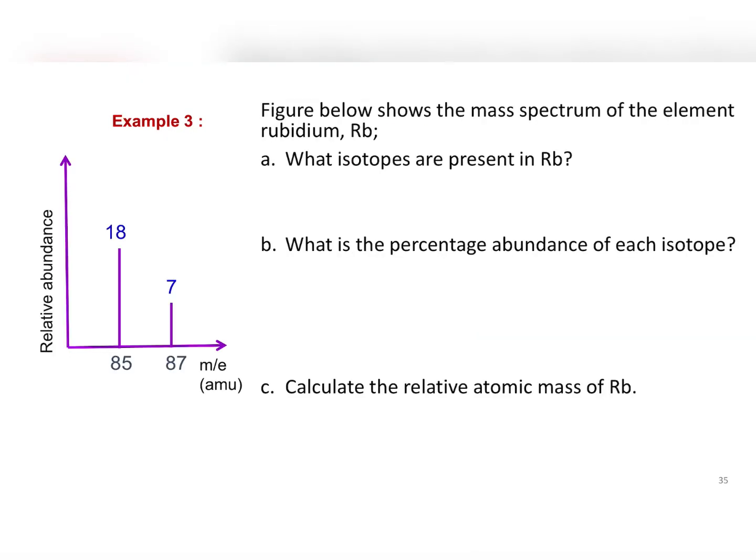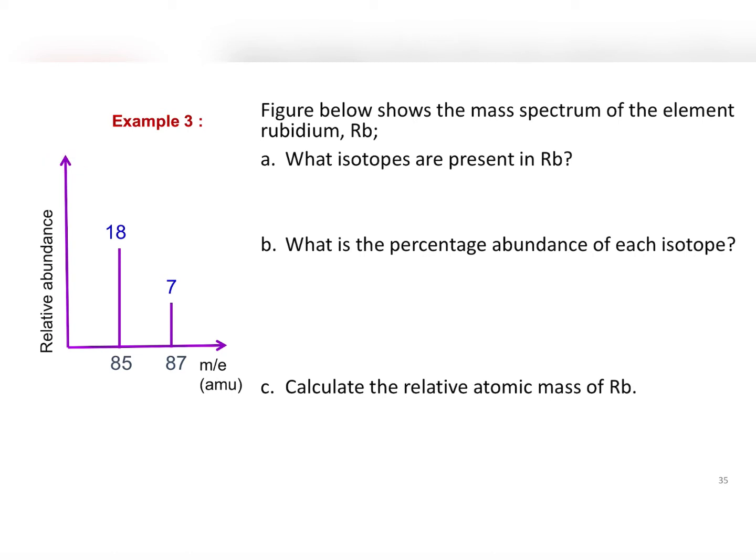Next is example 3. The figure below shows the mass spectrum of the element rubidium. What isotopes are present in rubidium? You can see here there are rubidium-85 and rubidium-87. The ones on top are their abundance. So how do we get the abundance? Actually it is from the graph, this is how we read it, from this axis.